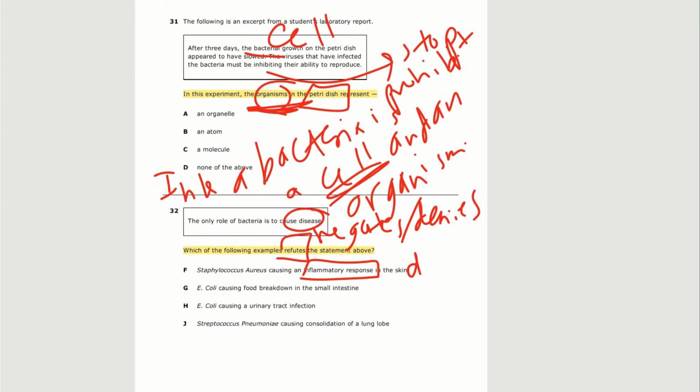E. coli, another bacteria, causing food breakdown in the small intestine. Is that causing a disease? No, because that could be the answer. E. coli causing a urinary tract infection. That's another disease or a disorder, right? Streptococcus pneumoniae causing consolidation of lung lobe. Well, pneumonia sounds like pneumonia. Have you ever heard of that? A lung lobe? Consolidation? I might not know what consolidation is, but I know pneumonia, and that's like an infection. Right? So food breakdown would be the best thing, and that is true.